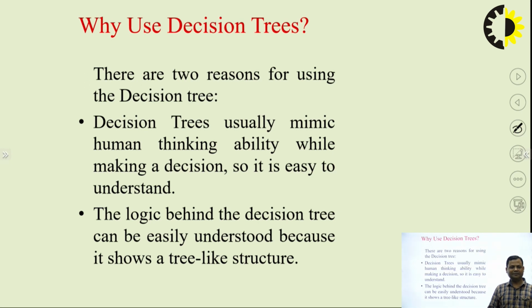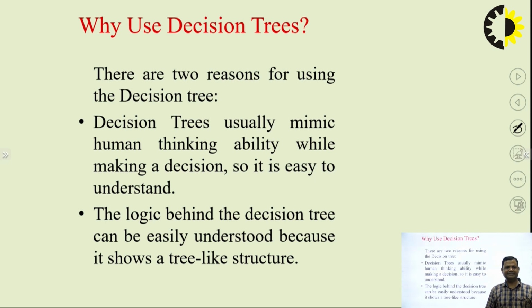The working of the decision tree is also the thinking phenomenon of the human being. The decision tree usually mimics human thinking ability while making a decision, involving the same kind of ability that is involved by the human being. So it is easy to understand. The basic advantage of using the decision tree is that it is easily understandable to any user, any human being to whom we apply the decision tree.